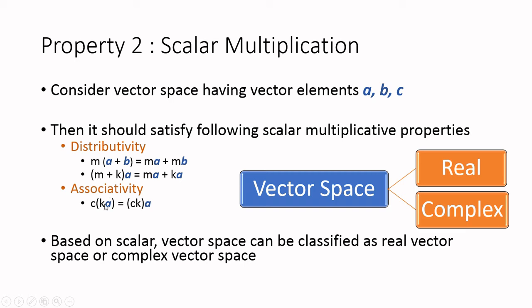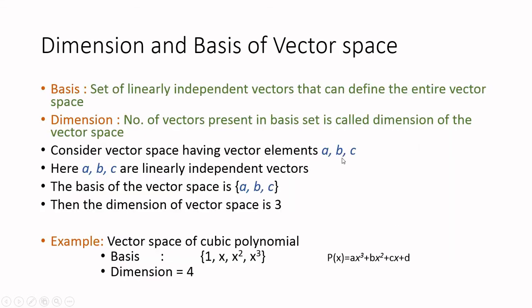In associativity, when a scalar k is multiplied to a vector A and again a scalar is multiplied to the result, it is the same as the scalars multiplied together and then finally multiplied to vector A. Since we are multiplying scalars to vectors over here, the scalars can be either real or complex. Based on whether the scalar is real or complex, the vector space can be defined as either a real vector space or a complex vector space. Now, let us see some of the properties of vector space.